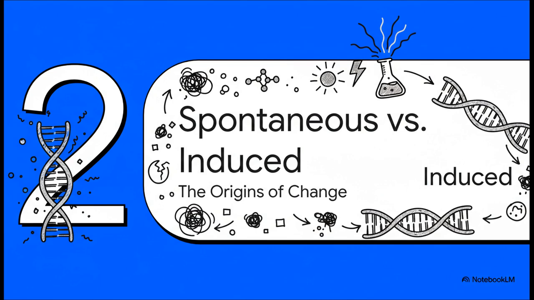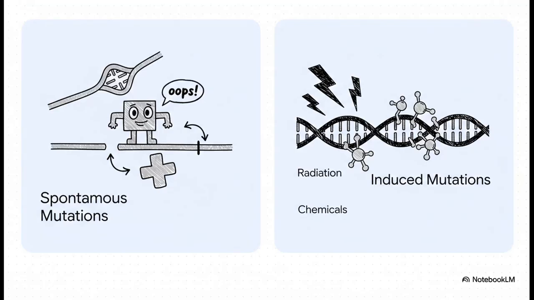Okay, we know what a mutation is. The next logical question is, where do they come from? It turns out they can pop up in two very different ways, which brings us to our second section, the difference between spontaneous and induced mutations. So on one hand, you've got spontaneous mutations. These are just the natural, unavoidable mistakes that happen inside a cell. You know, maybe the DNA copying enzyme, DNA polymerase, slips up and puts in the wrong letter. It's rare, but with trillions of letters to copy, it happens. Or maybe these weird little genetic elements called transposons decide to just jump from one spot in the genome to another, landing right in the middle of a gene.